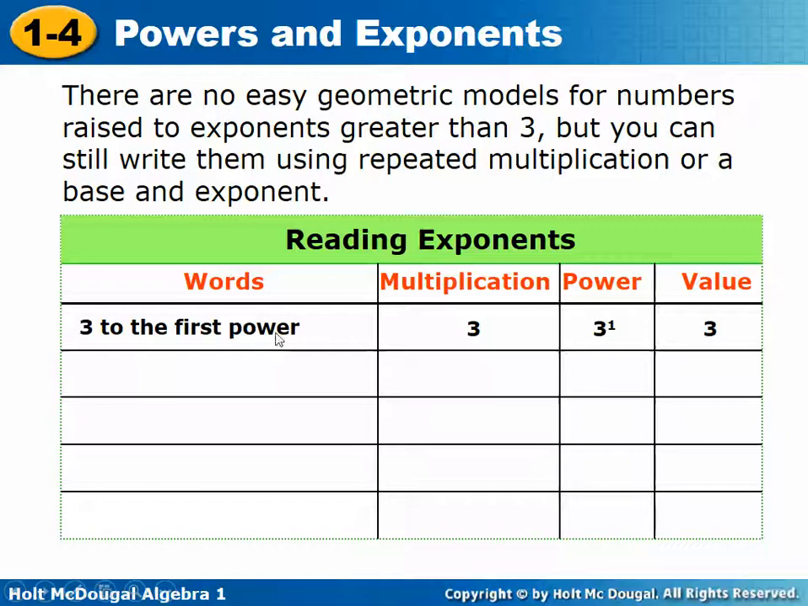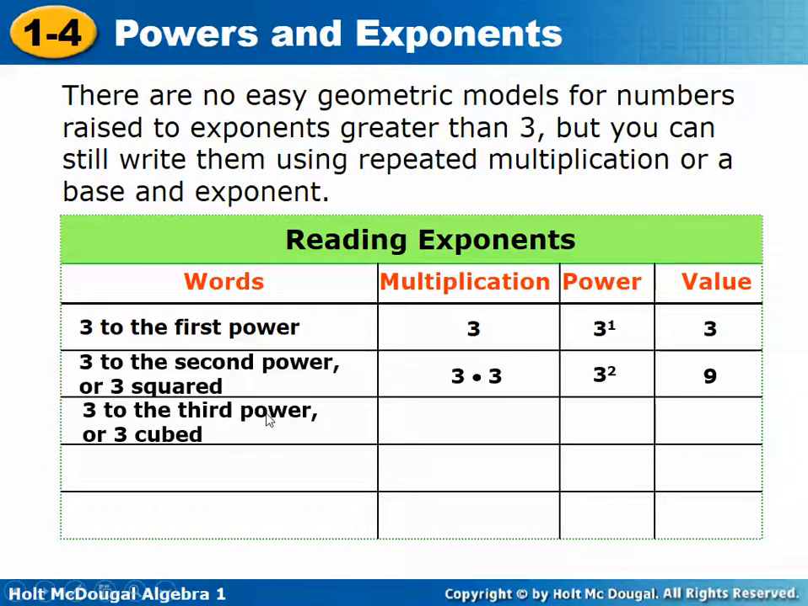So 3 to the first power, you could put a 1 on it like this. It just means 3, and its value is 3. 3 to the second power, we could also call that 3 squared. That means 3 times 3. If you write the expanded form of that, you would write that with 3 to the 2, and its value is 9 because 3 times 3 is 9.